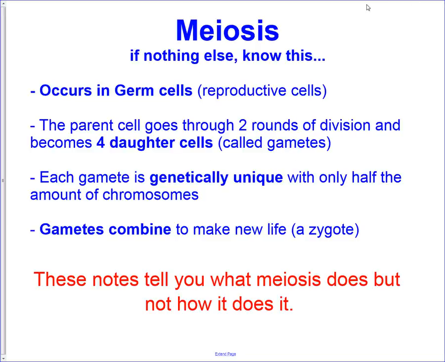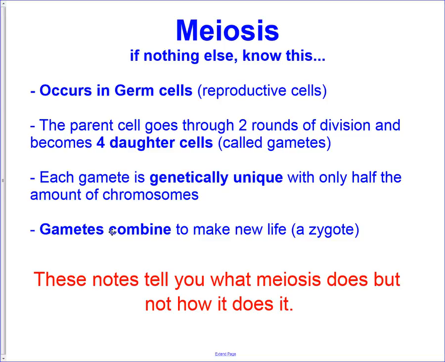It occurs in germ cells, which are also known as reproductive cells, and that's it. Every other cell would be considered a somatic cell and is going to undergo mitosis. The parent germ cell is going to go through 2 rounds of division, and therefore it's going to result in 4 daughter cells instead of 2. These daughter cells are called gametes, and that is a classification for either egg or sperm, depending on the gender. Each gamete is genetically unique with only half the amount of chromosomes. That's known as a haploid.